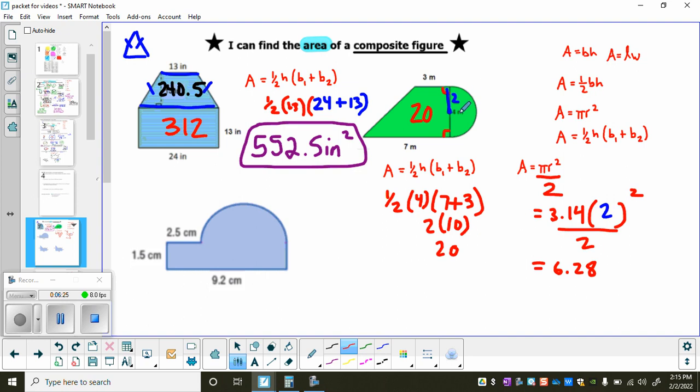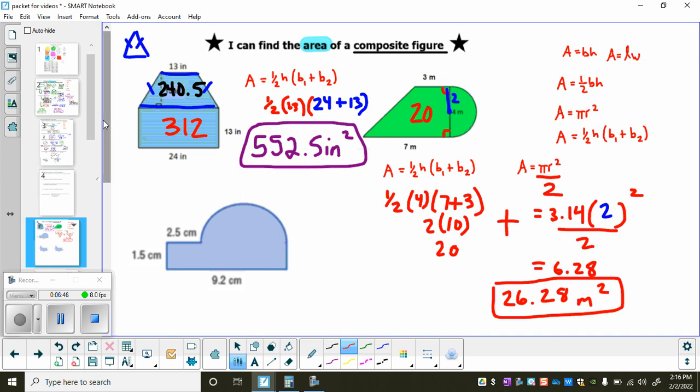So if this is a 6.28 and this is 20, I just basically need to add them up, and we're going to get a 26.28 for the total area here. 26.28, and that's square meters. Okay. So we've got these first two done.